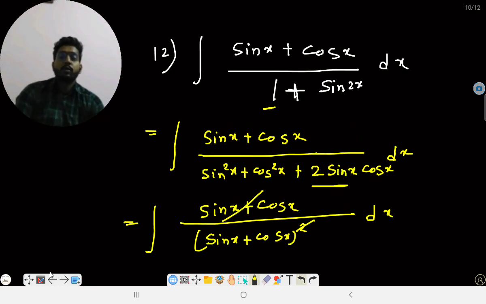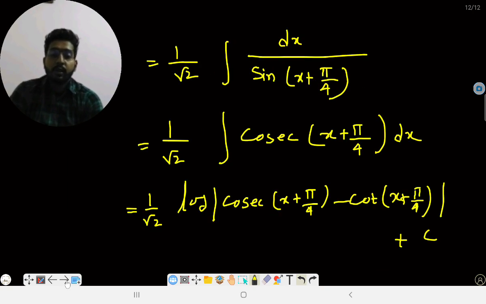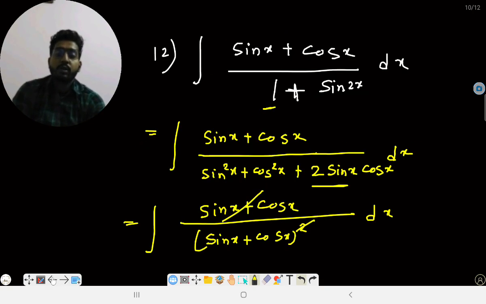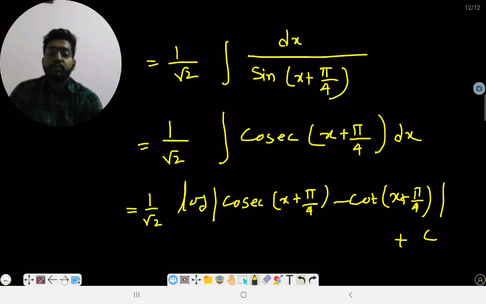So first, the denominator here is 1 plus sin 2x. So we know 1 is sin square x plus cos square x, and sin 2x is 2 sin x cos x. Now use the formula and you'll get the result. Okay, so like this. So this is question number 12.